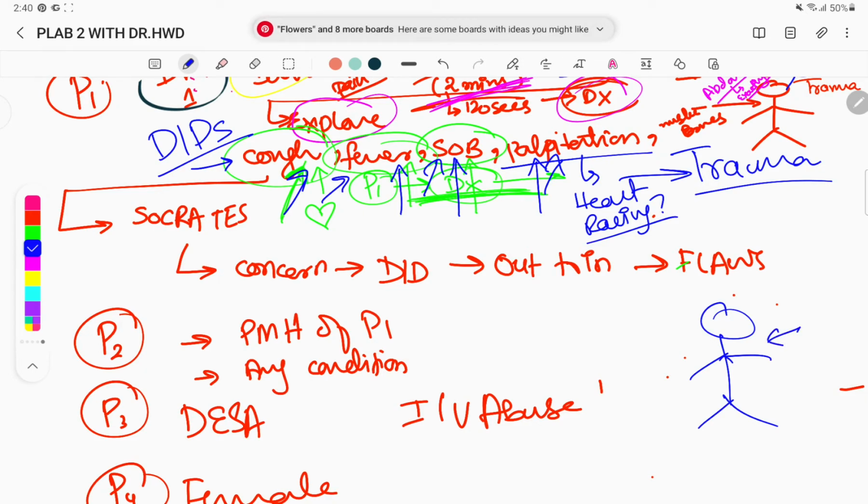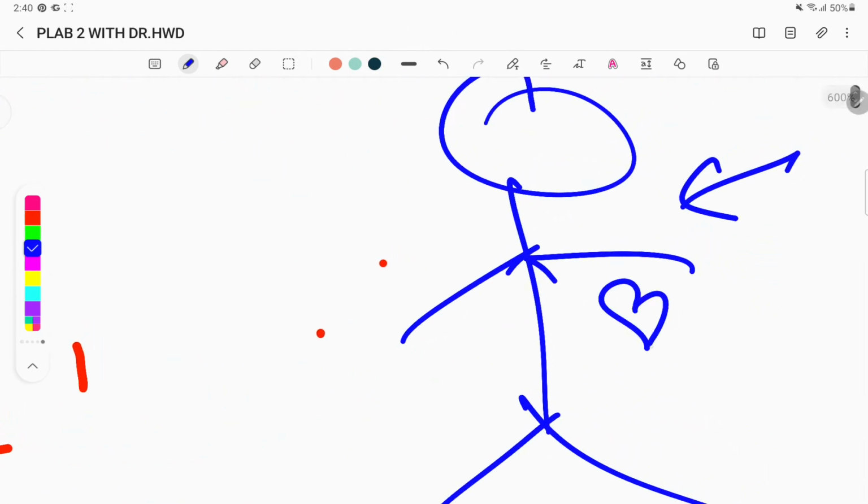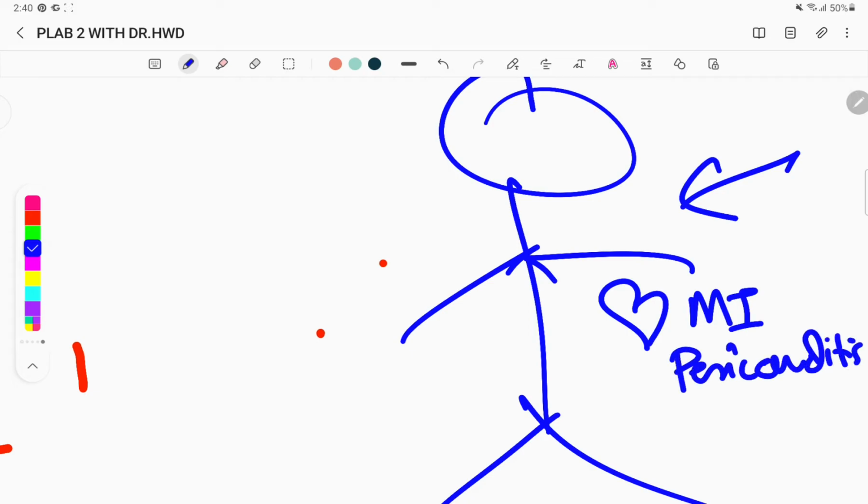Is there any trauma with his head, with his chest or so? Then you think about the heart. You ask questions related to MI, pericarditis, aortic dissection, and stable angina, or angina, whatever you want to call it.